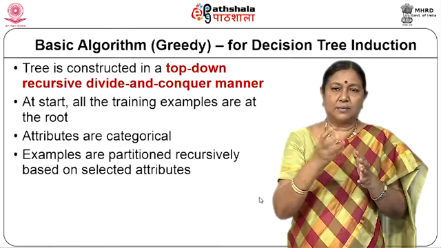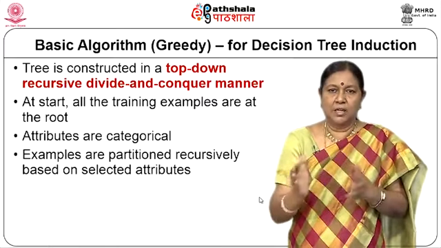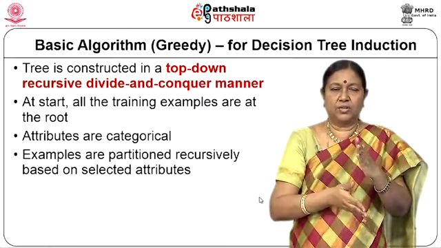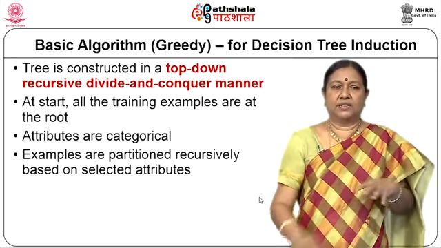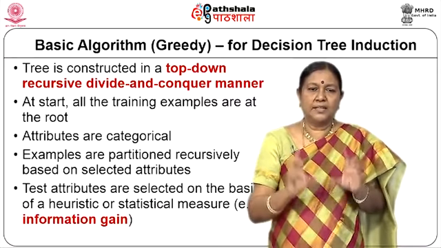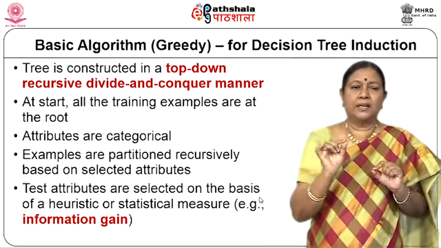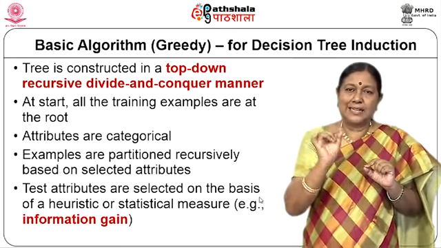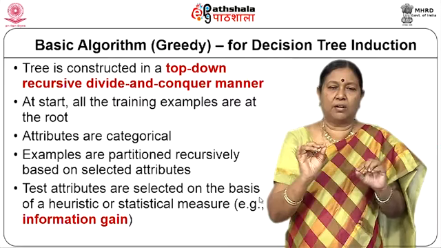So, the selection of the attributes decides how the partition occurs. You start with the complete partition, divide it into 2 or 3, and then divide further, and so on. Test attributes, now this is the important part. The test attributes are selected on the basis of a heuristic or statistical measure.